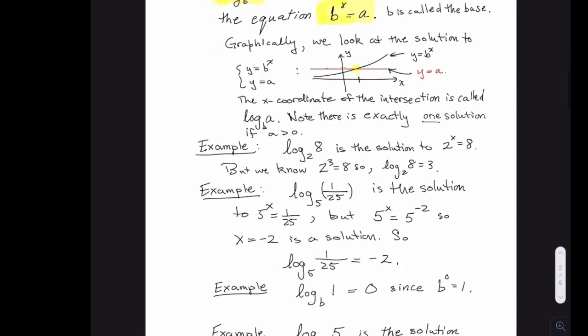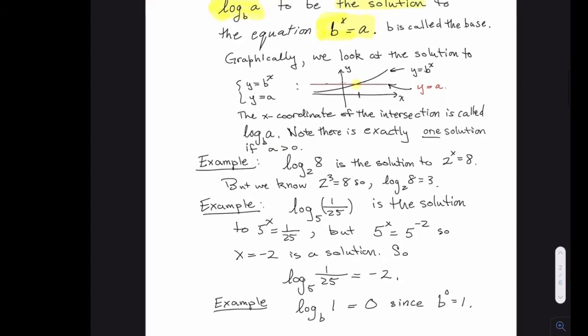Okay, so let's look at an example. Log base 2 of 8 is the solution to this equation, but we know the solution is 3. So that means log base 2 of 8 is 3.